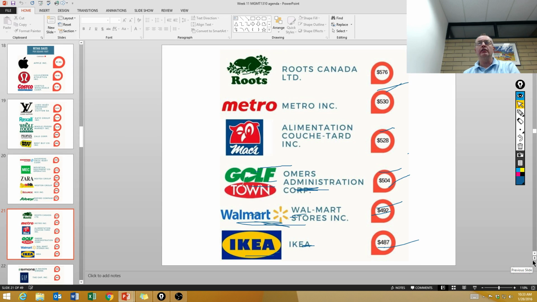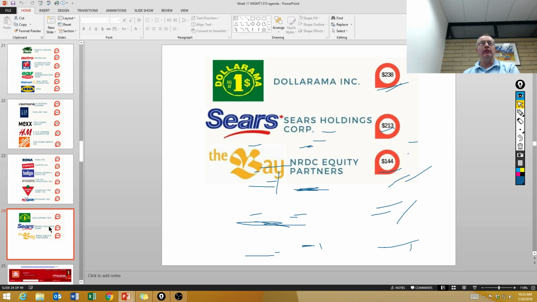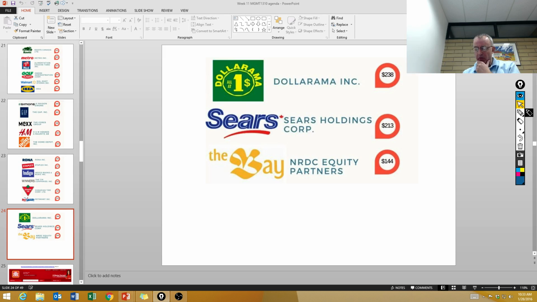Roots, $760 per square foot. Metro, the food chain, that's $530 a square foot. Mac's Milk, owned by Alimentation Couche-Tard, based in Quebec, $530 a square foot. Golf Town, don't know where they are, $500. Walmart, about $500 a square foot. IKEA, $500. I have too many, so I'm going to skip down. Dollarama, Sears, and the Bay. Anyways, we can measure retailers in terms of sales per square foot.